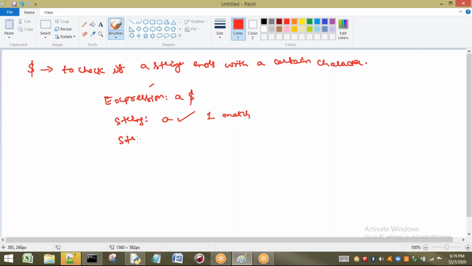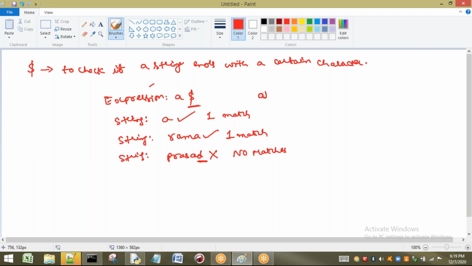Next, another string I am going to take as an example, RAMA. Observe here, is this string going to end with A or not? Yes. So here one match is there. Next string I am going to take is some other name called Prasad. In this one, is this string going to end with A or not? No. That means here no matches found. So dollar indicates the end of a certain string, whether the string ends with a particular character or not.